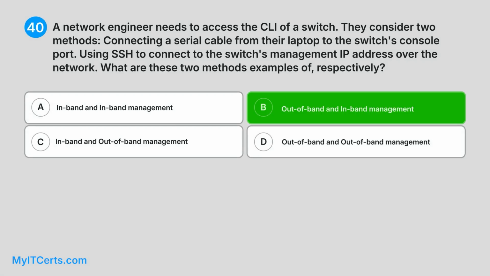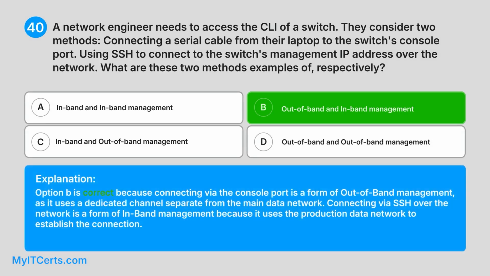Correct answer, B. Out-of-band and in-band management. Explanation. Option B is correct because connecting via the console port is a form of out-of-band management, as it uses a dedicated channel separate from the main data network. Connecting via SSH over the network is a form of in-band management because it uses the production data network to establish the connection.